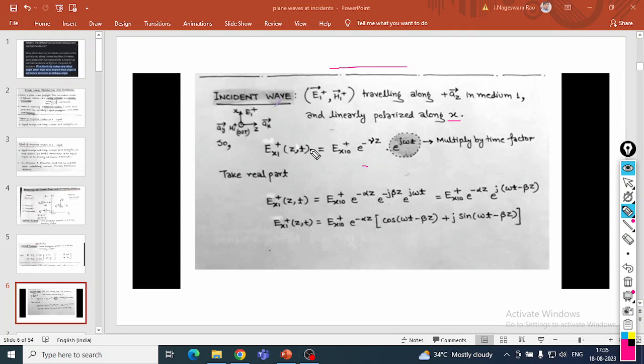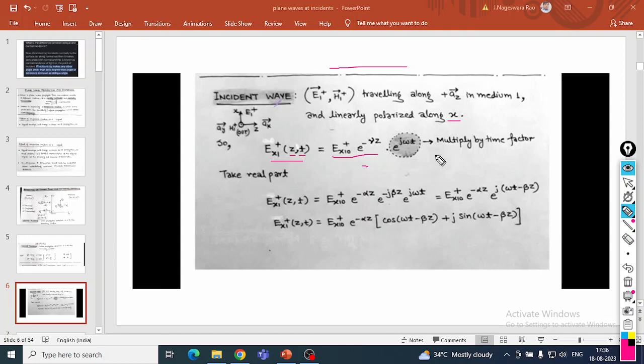Already I told you in the previous classes, the EM signals are represented in terms of space and time. That's why you use z and t. z is space and t is time. The signal may be represented in terms of space and time. Then this is the electric signal of our incident wave: Ex1 naught plus into e to the power of minus gamma z. Okay?